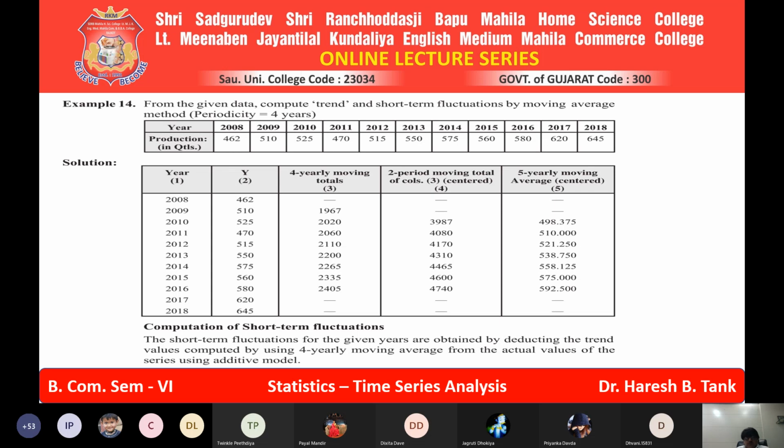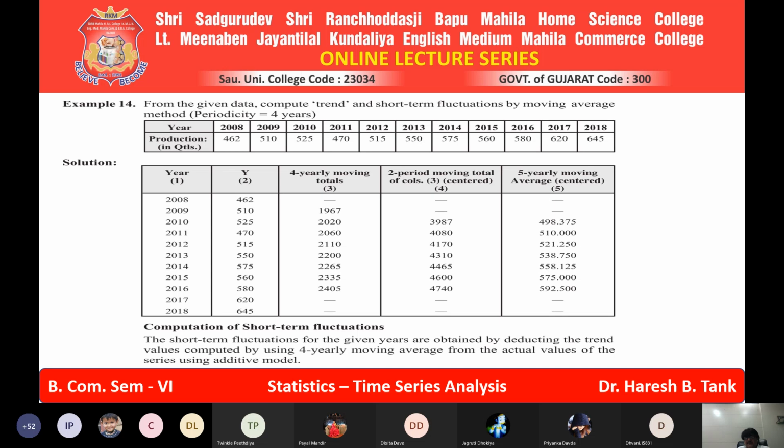Similarly, for 4 yearly, it is a sort of a compulsion. To avoid a few mistakes, you have to write down 3 different columns. First is 4 yearly moving total. Then after it would be 4 yearly moving total centered. And then after it would be 4 yearly moving averages. So if you follow this, there is no scope of mistake.